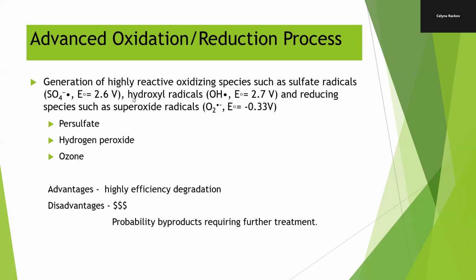Actually, superoxide radicals can sometimes behave as oxidizing agents and sometimes as reducing agents, but usually they are more efficient when working as reducing agents. The three reactants used in this process are persulfate, hydrogen peroxide, and ozone. And the main advantage of this technique is highly efficient degradation.